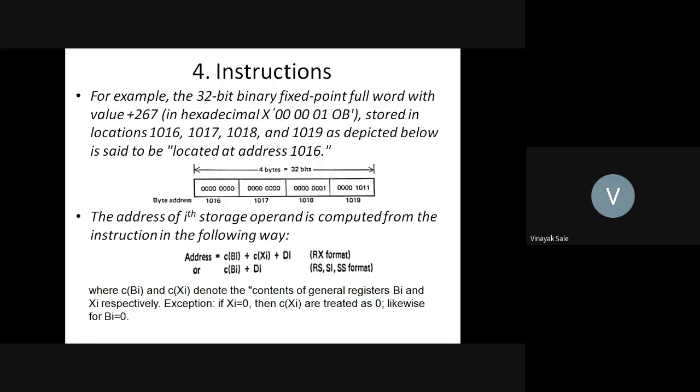Here the example is given as plus 267. We have to store plus 267 in hexadecimal format. Plus 267 is in decimal format, and it is converted into hexadecimal format like this: 000010, so the value of this is stored in 8-bit format.